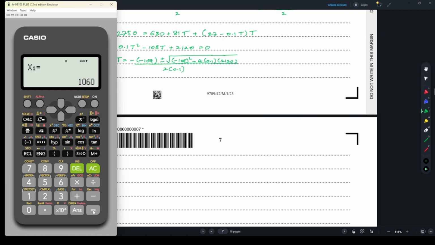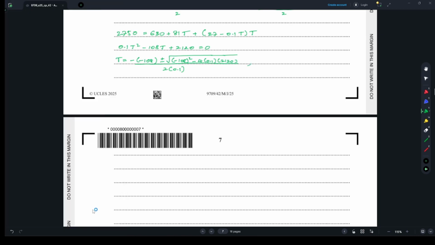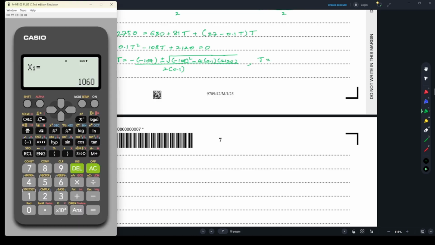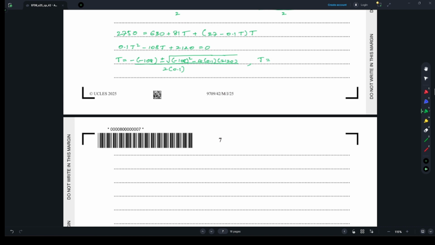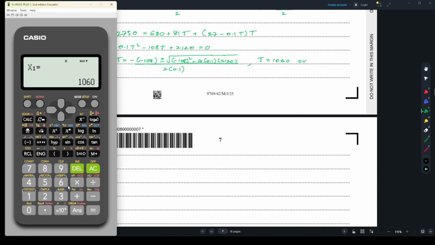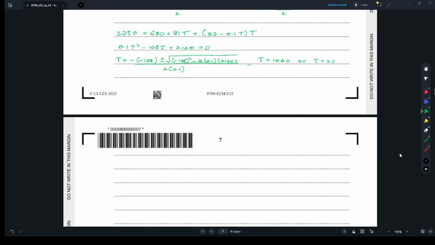Okay, so then again press equal. So then here you will have, so T equals, sorry, 1600, 1060, or again press equal. So the second answer is 20, or T equals 20.